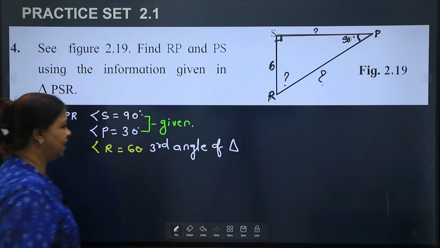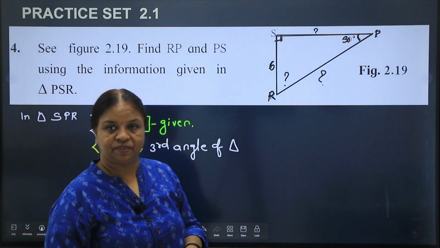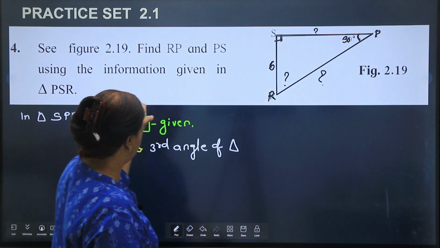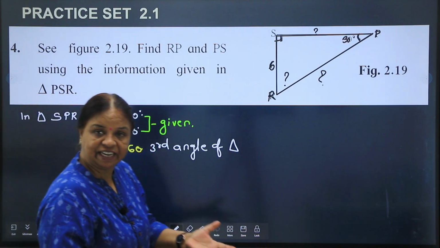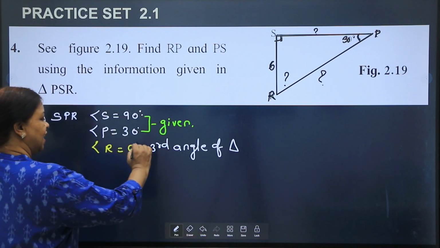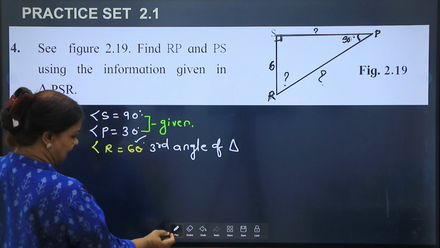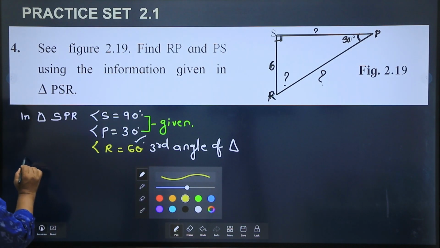Third angle of the triangle: if two angles are given, you sum them up and the total of all three angles should be equal to 180. 90 and 30 make 120, so how much will you add to make it 180? 60. So the third angle will be 60 degrees. By looking at this figure, I think we can easily use the 30, 60, 90 theorem here.